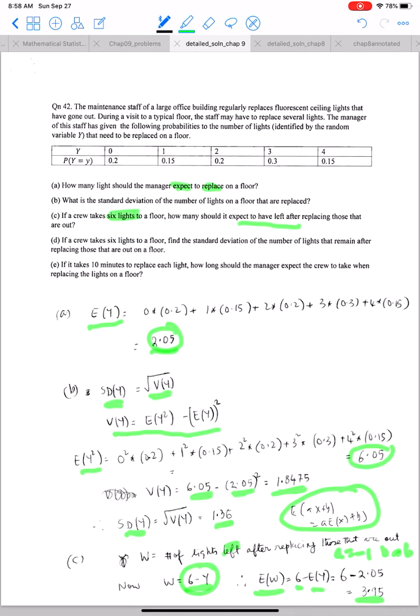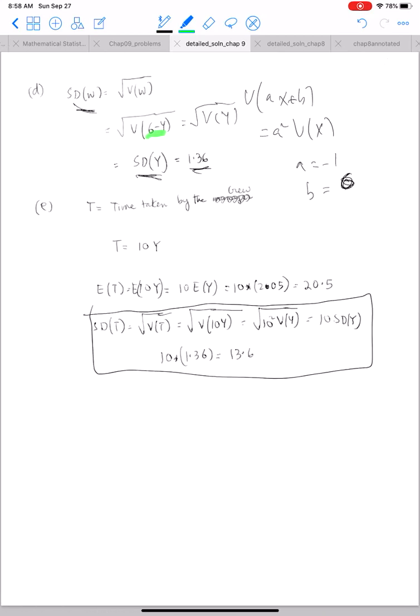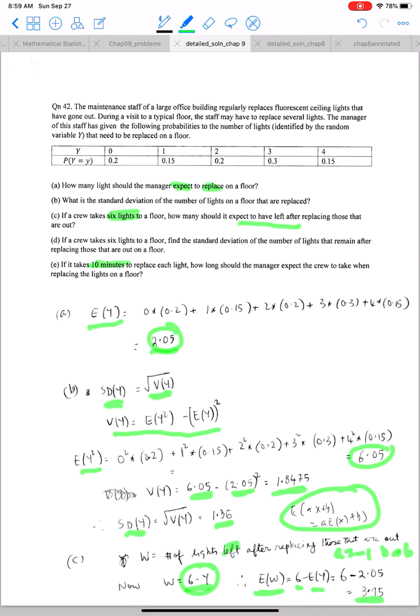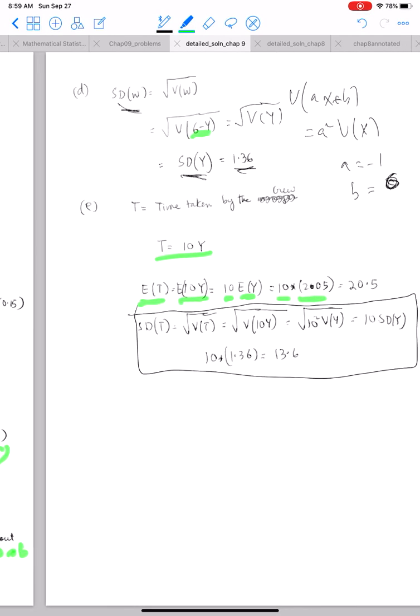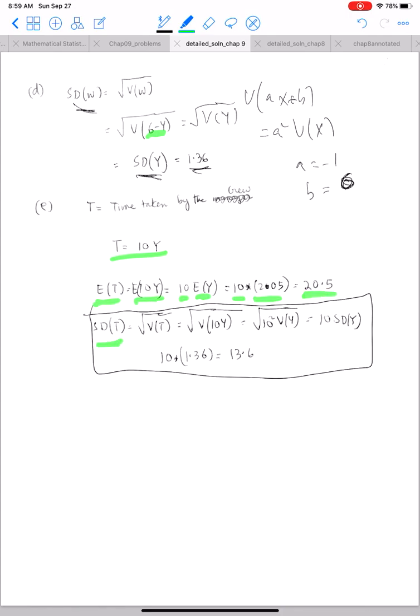After which we have the time taken, when we know it takes 10 minutes to replace each light. If that happens, then the time taken is 10 times y. So the expected value of t is the expected value of 10 times y, which is 10 times the expected value of y, which is 10 times 2.05, which was the mean we found in part A of this question, which is 20.5. So the standard deviation of t is the square root of the variance of t, which is the square root of the variance of 10y, which is 10 squared times the variance of y, which is 10 times the standard deviation of y, which is 10 times 1.36, which is 13.6.